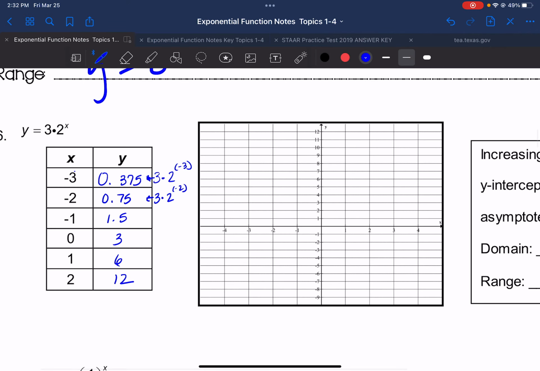So let's start with -3 first. So -3, 0.375. That's super close to this line. I'm going to just guess and say it's there. So we have -2.75. That's kind of close to 1, which I would say was right there. -1 and 1.5, I would say is about right here. And we have 0.3, which is right here. And we have 1.6, which is right here. And then we have 2.12, which is about right here.